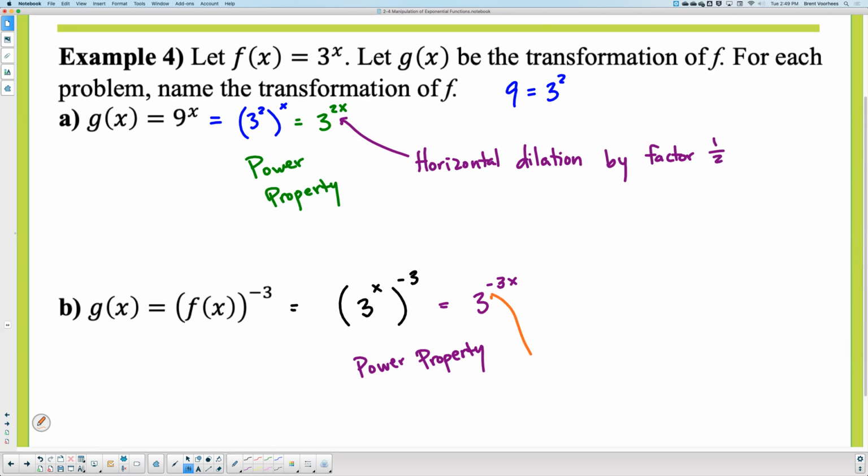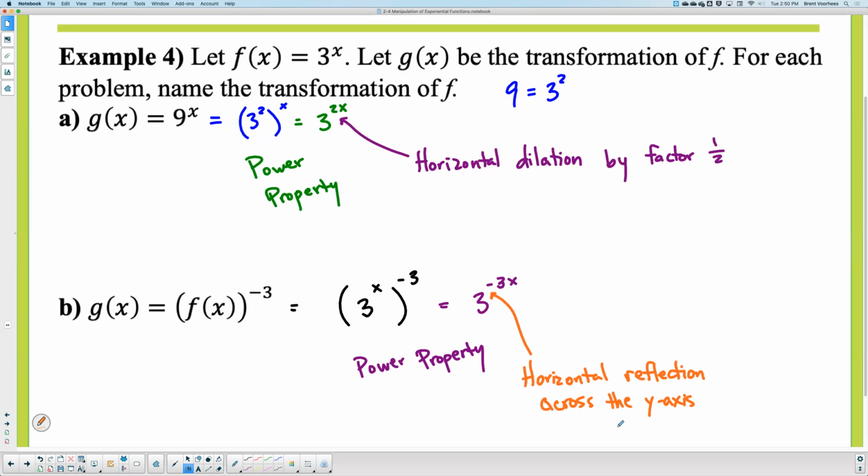The negative is a horizontal transformation. Would this be a translation? Horizontal. A negative, does that translate, dilate, or reflect? It's a horizontal reflection. Now, don't forget, if you reflect your x's, you actually cross over the y-axis. It's a horizontal reflection across the y-axis.